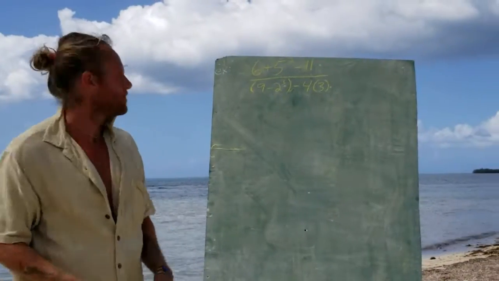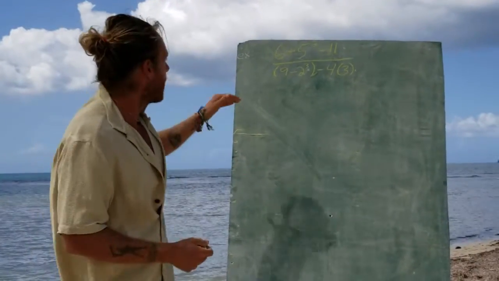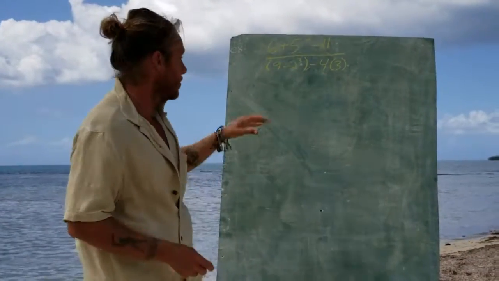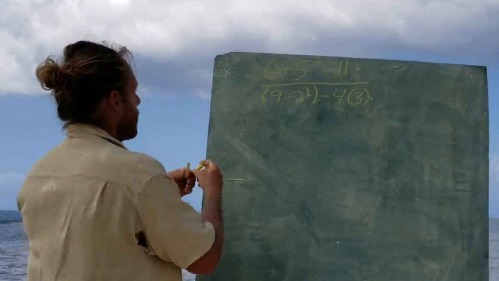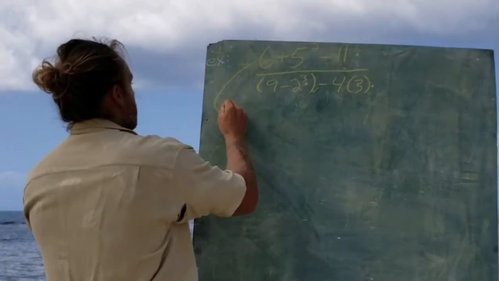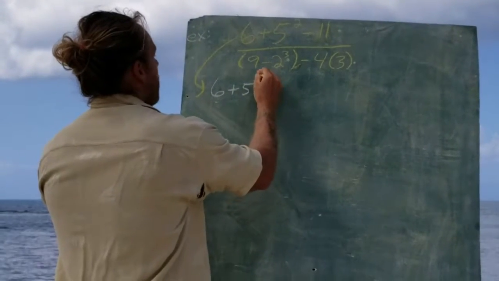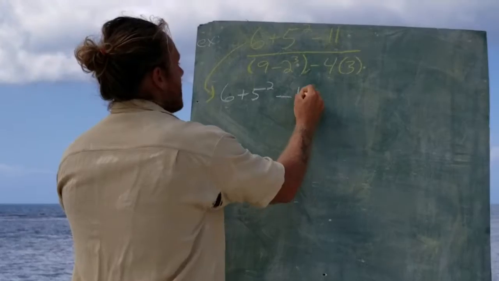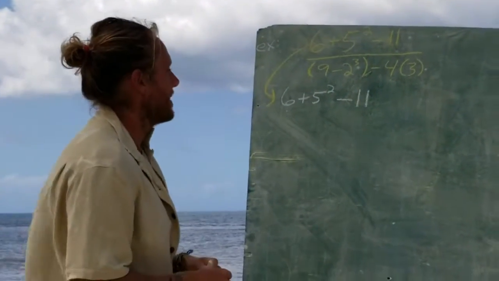Evaluate this expression. Order of operations, exponents at play. First thing we look for are fraction bars. We have one, so we're going to work above and below that separately. So let's first work on the top. We have 6 plus 5 squared minus 11. So 6 plus 5 to the second minus 11.